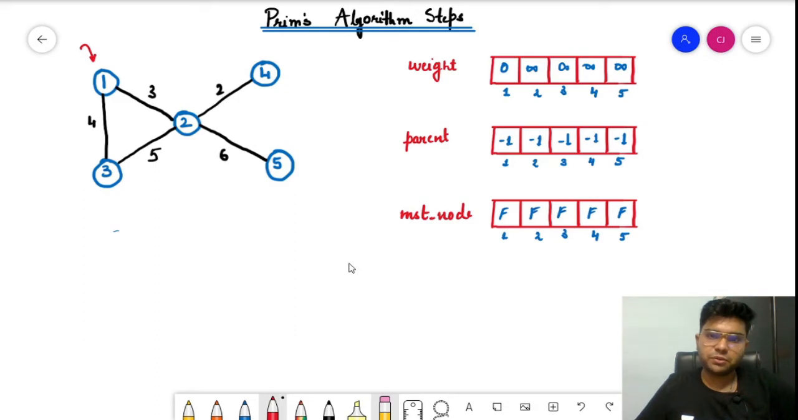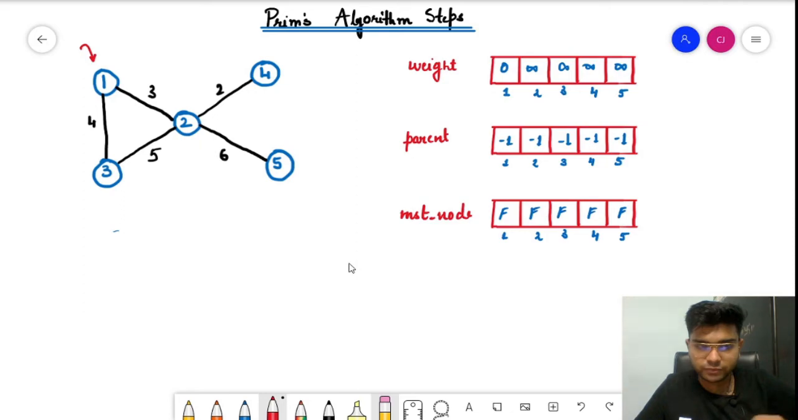Okay, so this is about the weight array. Now the second one is the parent one, right? Initially we do not know the parent because all the nodes are isolated as of now. So we keep the parent as -1 for each vertex. The third one is the MST node, right? So what is this?